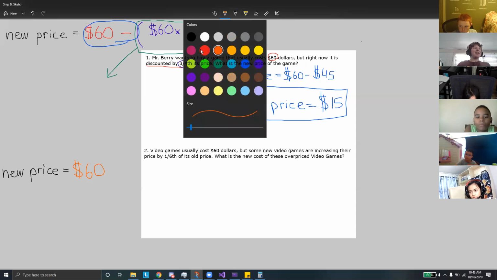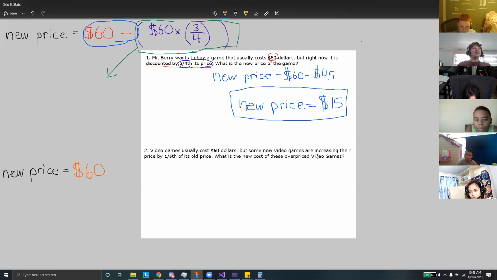Now, are we going to do a minus or a plus sign here? Well, we can find that out by looking at whether the new price is going up or down. This new price is increasing. It's not decreasing like the last one. It's not a discount. It is increasing. It is going up. So we're going to add to our old price plus what we're adding.